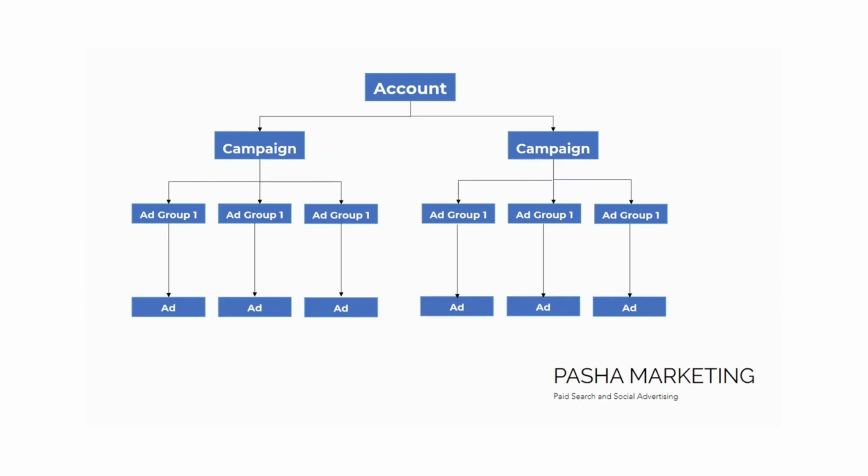In the final layer, you will create an ad for your ad group. Your ad must have a headline and description. You should try to include your keywords in your headline and description for your ad. That way, you will have a higher quality score and there is more chance of users clicking on your ad.